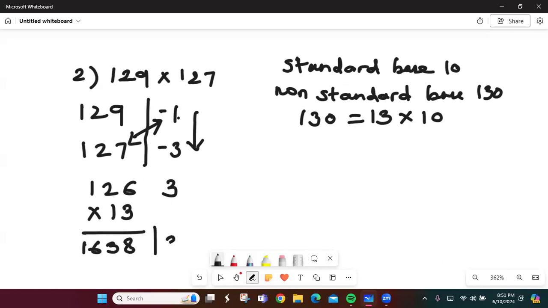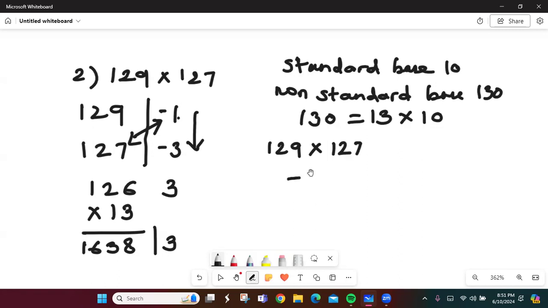1638 and 3 in this partition. Now the standard base is 10. It has only one 0. So there will be only one digit in the right partition. And hence, the product 129 into 127.